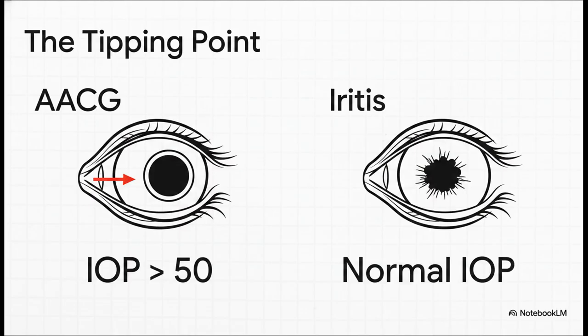Contrast that with anterior uveitis. There you'll find a constricted, irregular pupil, usually secondary to posterior synechia, with a normal chamber depth and a normal or frankly even low intraocular pressure.